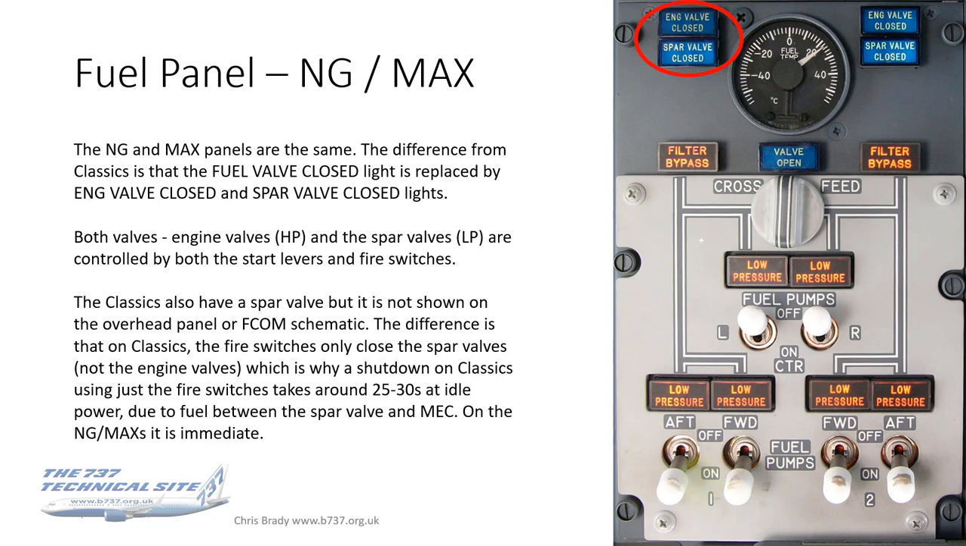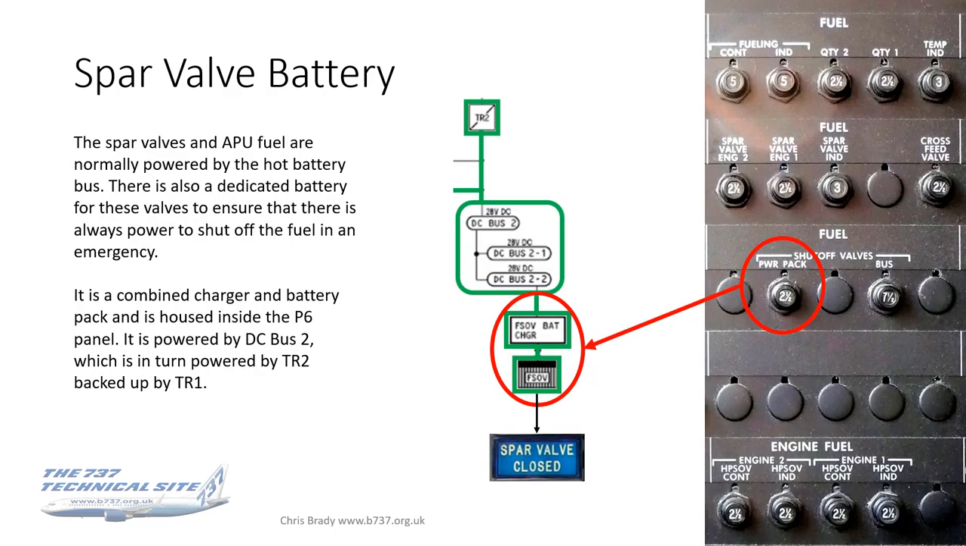So that is actual physical proof that there is a spar valve on the classics for those of you that may doubt it. But just on the NG and the max panel, they've given us the indication light. The spar valve on the NG and the max, it's powered by its own battery pack, which is in turn powered by the hot battery bus.